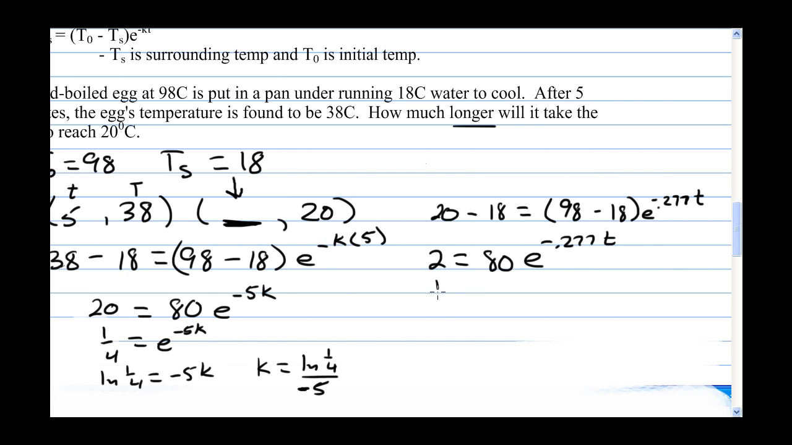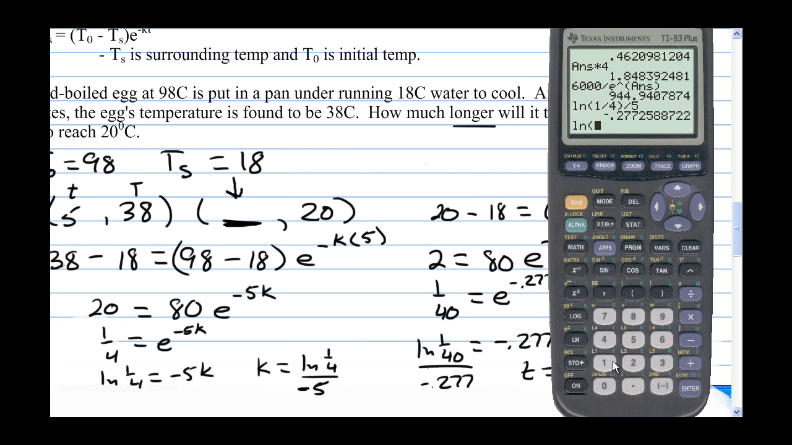So we're going to divide by 80. So we have 1/40th equals e to the negative 0.277 t. Take the natural log of both sides, negative 0.277 t, and then divide by negative 0.277. And that'll get me what t is. So t equals, let's use our calculator now, the natural log of 1 divided by 40, and I have the entire decimal value in the calculator right now, so I'm going to divide by the answer. So even though I've written an approximation down, I'm using much more than just 3 decimal places.